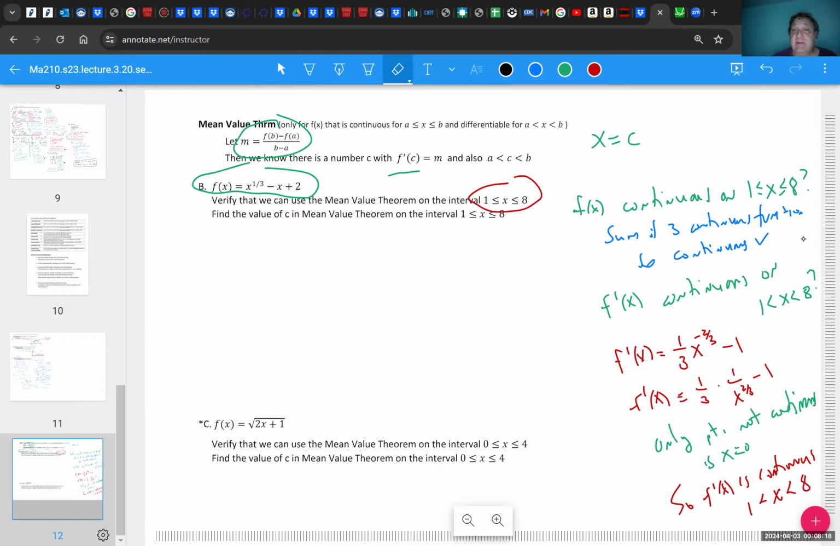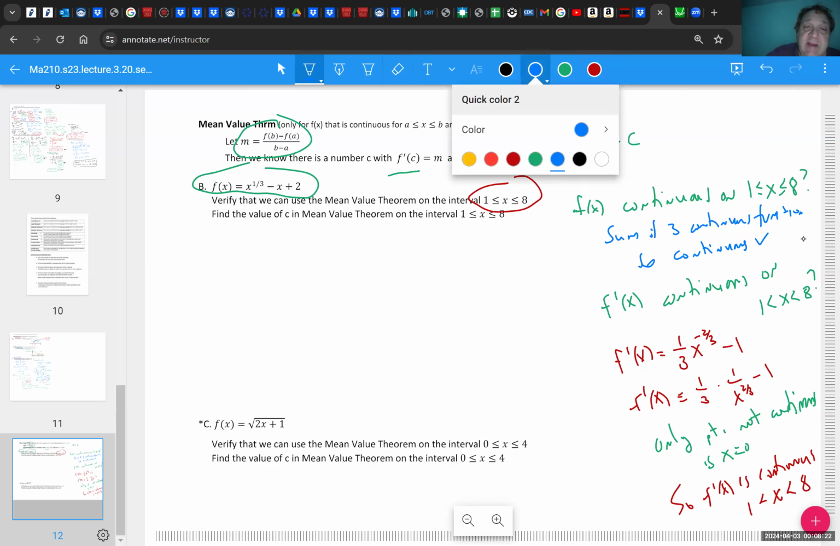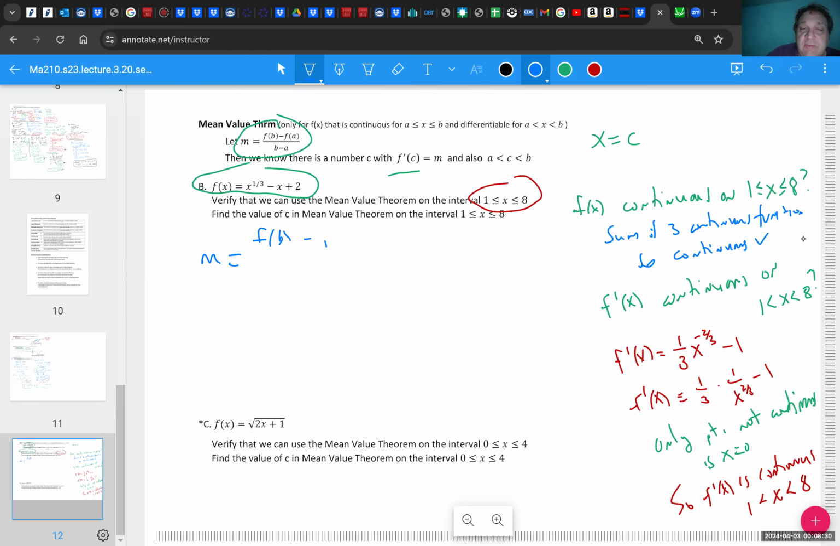I am going to calculate the value of m because we're going to need to know it. But that's all we need to verify for the conditions of the mean value theorem. So the value of m is the slope of the endpoints. It's just y2 minus y1 over x2 minus x1, where you use the endpoints. So this is f of 8 minus f of 1 over 8 minus 1.